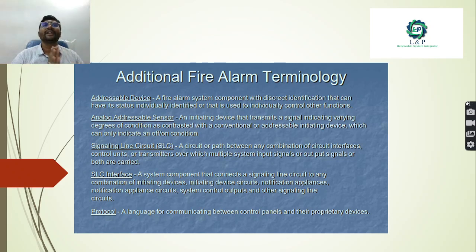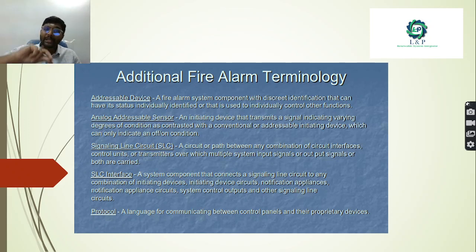Next comes the analog addressing sensor. In the analog addressing device, apart from a normal addressing device, a value will be created. It is an initiating device which transmits a signal indicating various degrees of conditions, whereas conventional as well as addressable initiating devices can only indicate on-off conditions. So in addressable devices, we can only know whether it is on or off. That's it. But in the analog addressing sensor, we can have a set point limit.